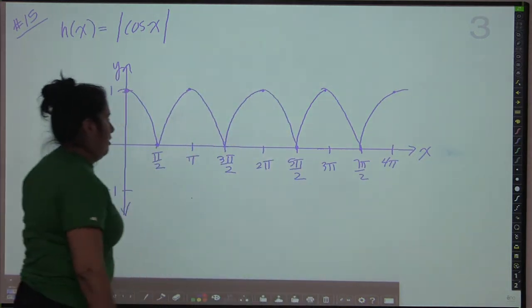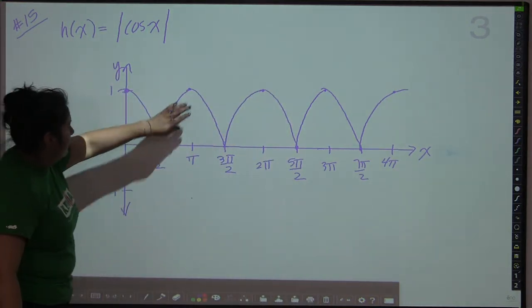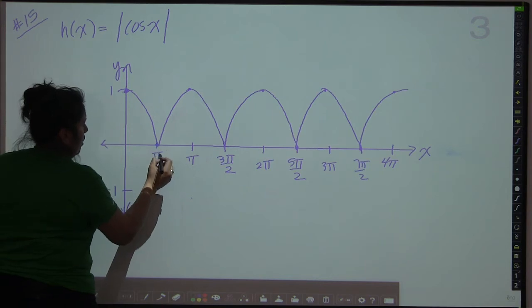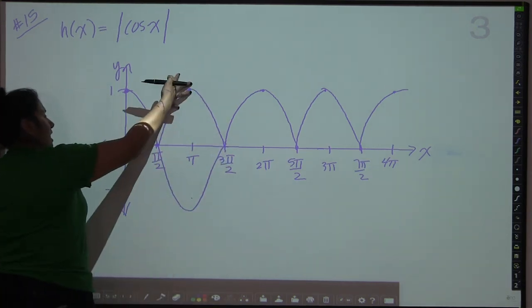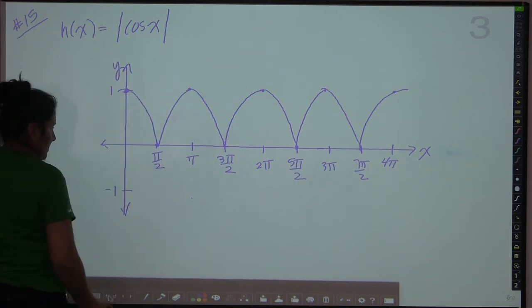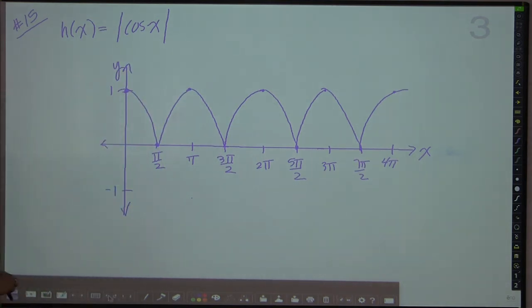Yay, I thought that was going to be a little harder to draw. Basically, this is the portion of the graph that would normally be under here, but it's all reverted to the top because of the absolute value. That's the only thing that's affected there. So you have to do number 16, and I just wanted to make sure that you could.